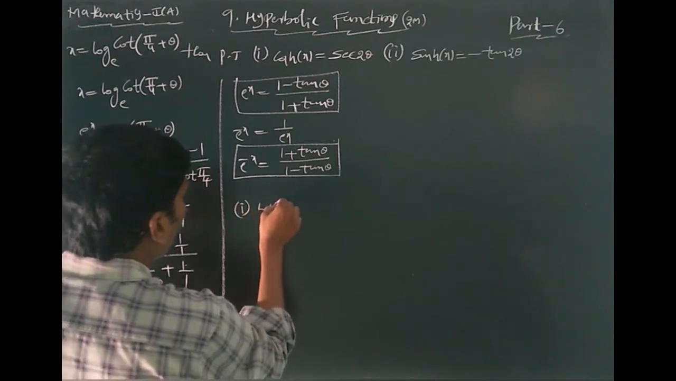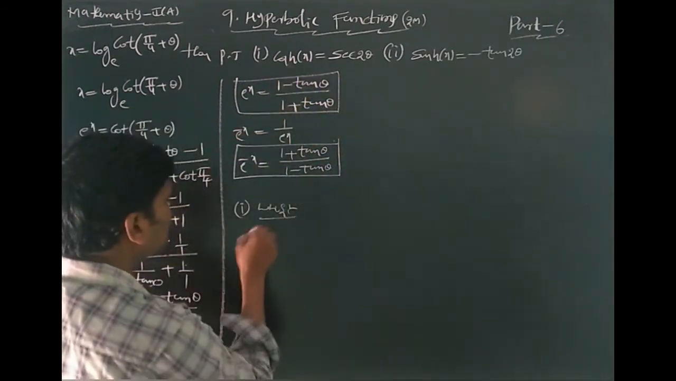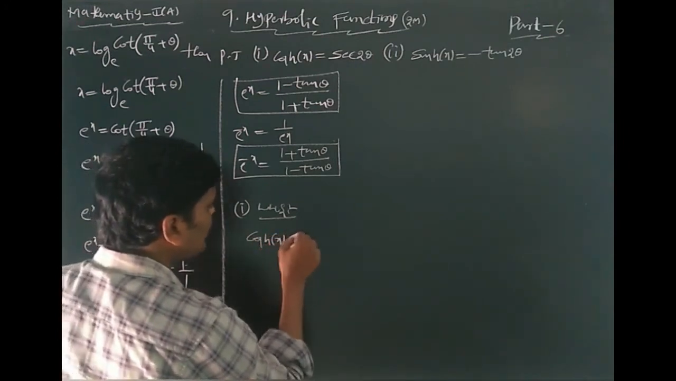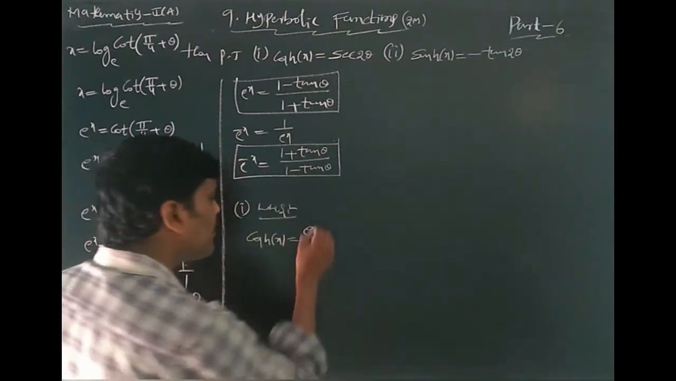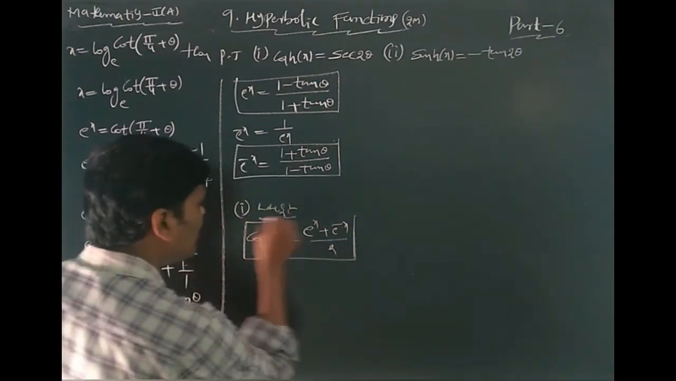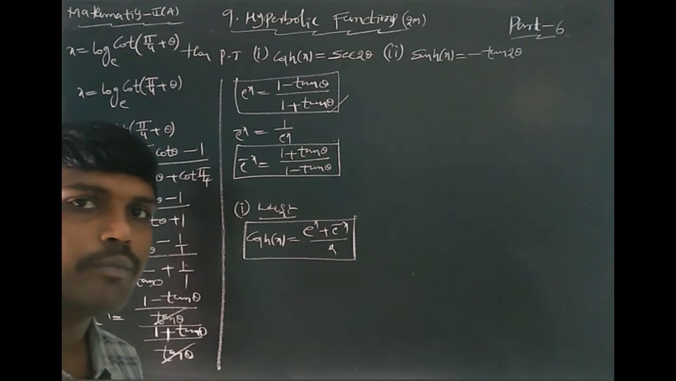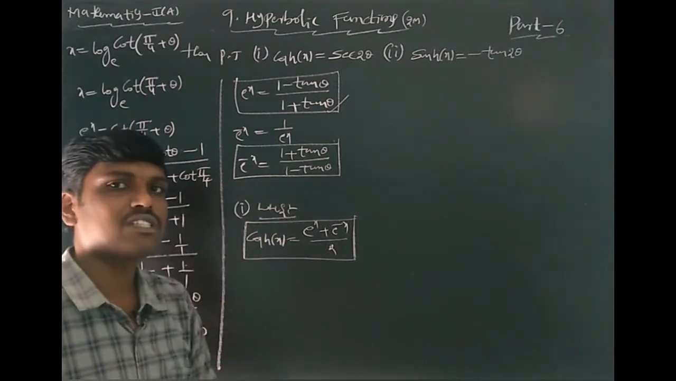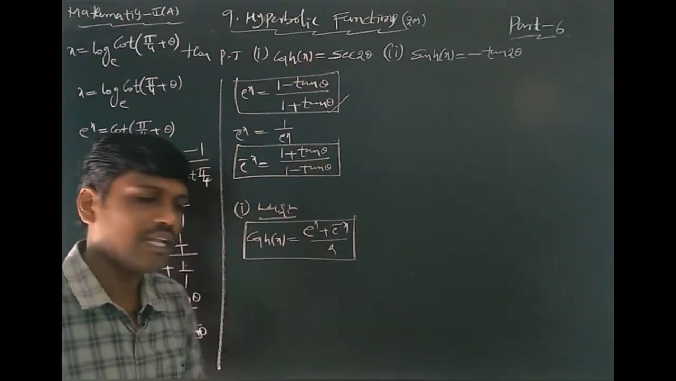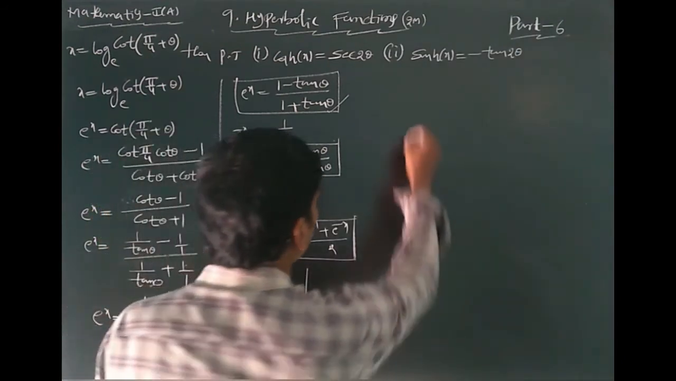You have to take the first problem's LHS. What is the LHS? Cos hx. What is the formula of cos hx? By the definition, e power x plus e power minus x by 2. In this formula, you can write e power x value as 1 minus tan theta by 1 plus tan theta. E power minus x value is 1 plus tan theta by 1 minus tan theta. Similarly, do it like the previous problem model. This is the first one.